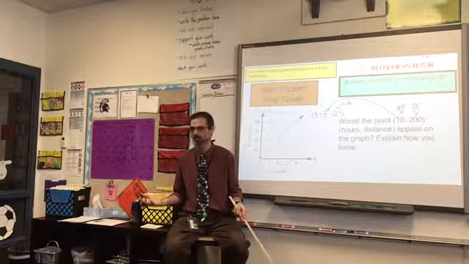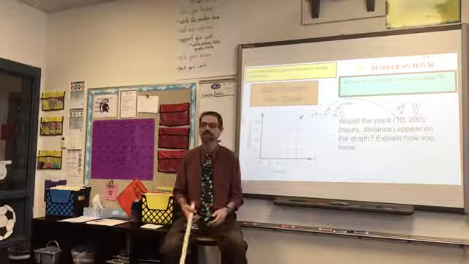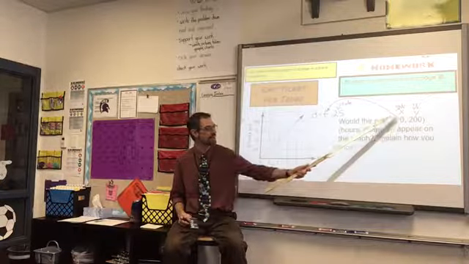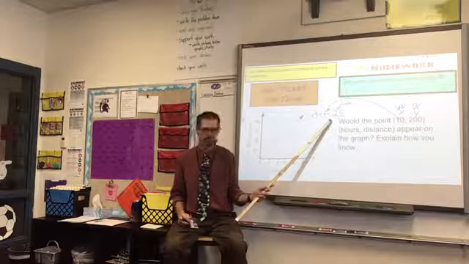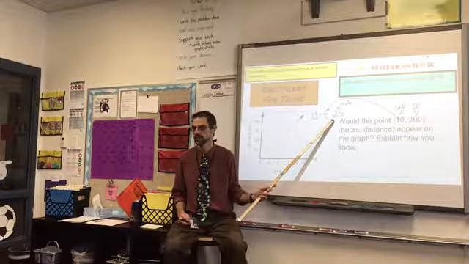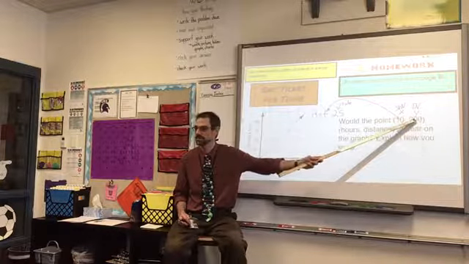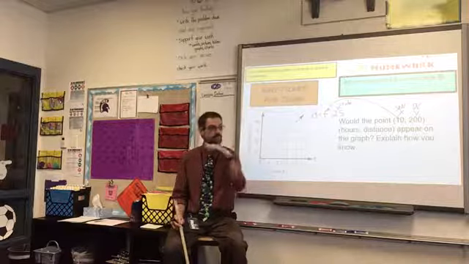Using equations to figure out if a point's on a graph, super duper easy. All I have to do is plug the independent value into the equation. If my dependent value comes out the same as what I'm given, boom, that means it's on the graph. If it's not, it's not on the graph.